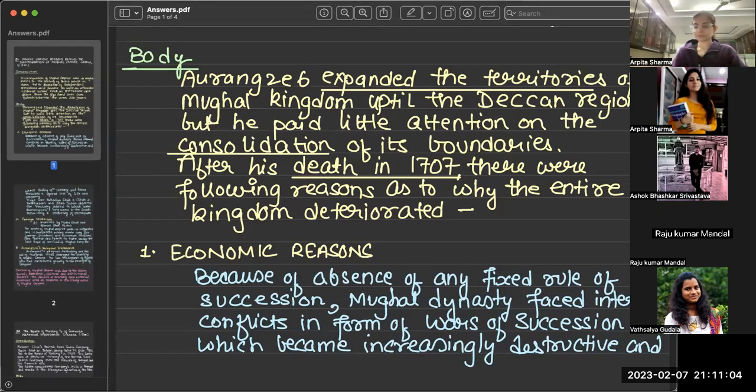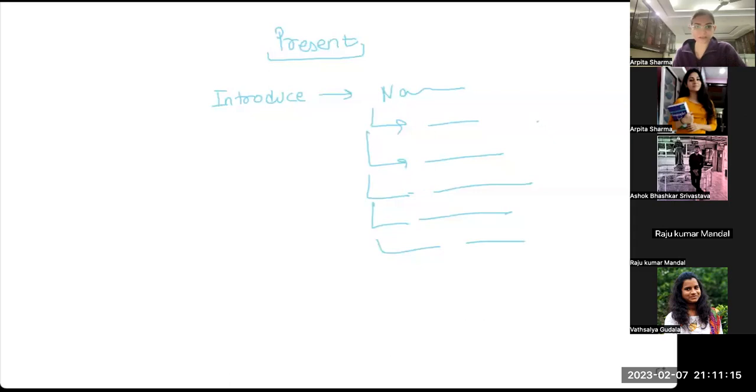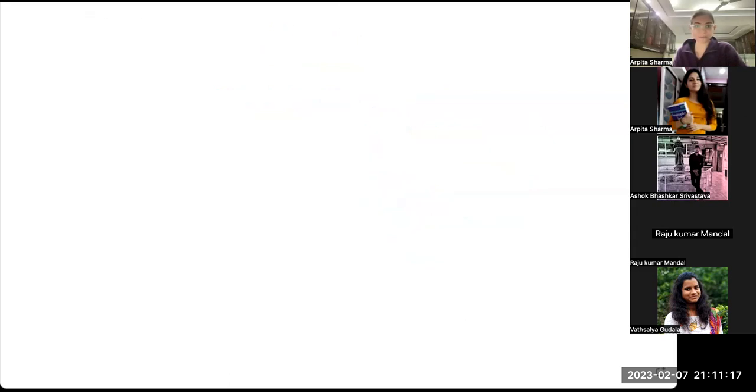All right, let's move ahead. Now the body of the answer. Now we know what is the reason behind the fall of the Mughal Empire, right? What is the reason? Basic reason is, I'll just erase this and we'll start again. Now, when we talk about the reason behind the fall of Mughal Empire, basic reason over here is economic reason. First is the economic reason.